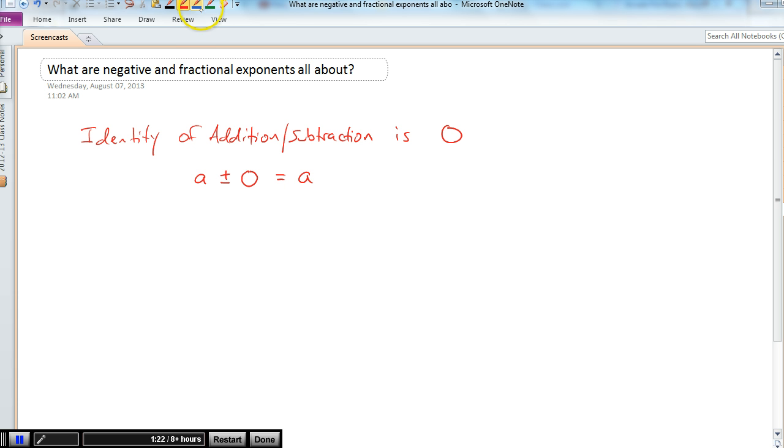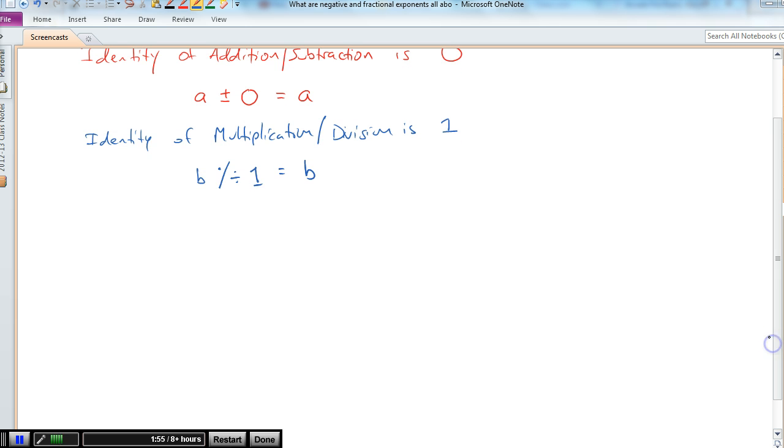And the identity of multiplication and division is 1. If you multiply or divide a number by 1, you're going to end up with that same number. This is a really important facet to understand. I even want to take a further step back and understand that addition and multiplication are linked also.